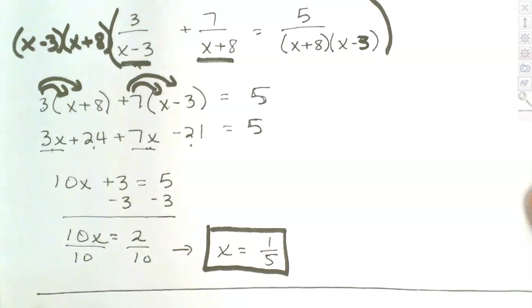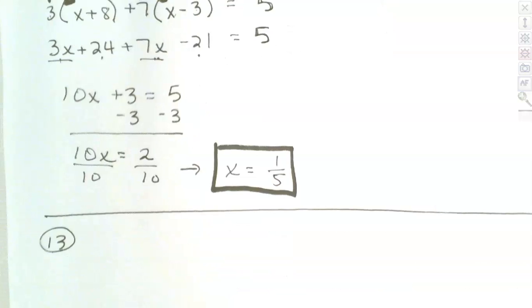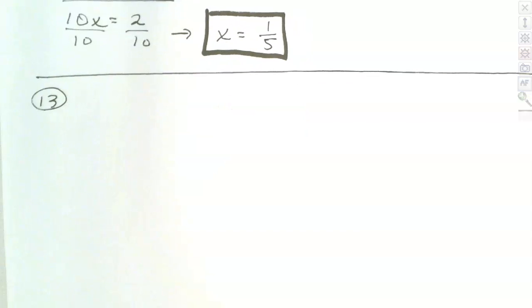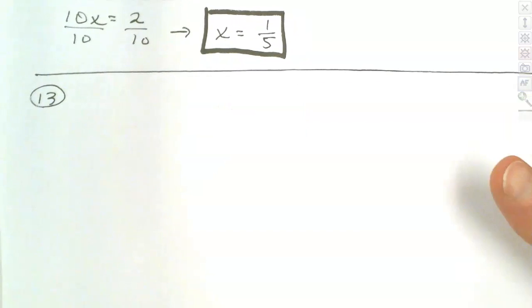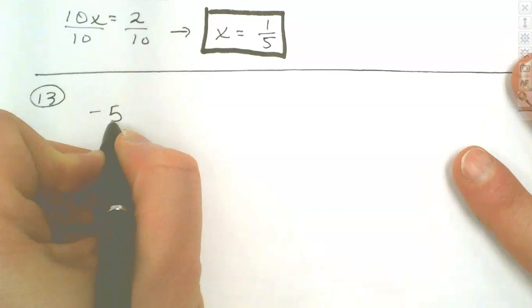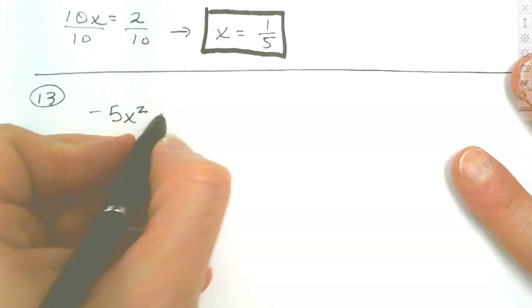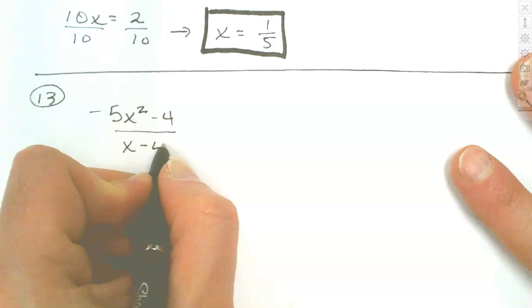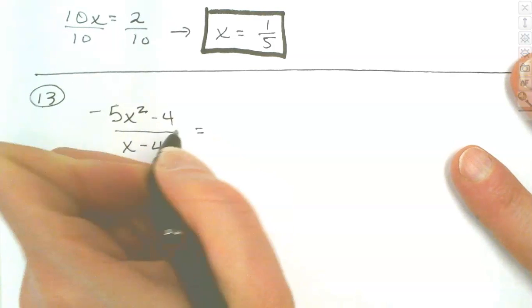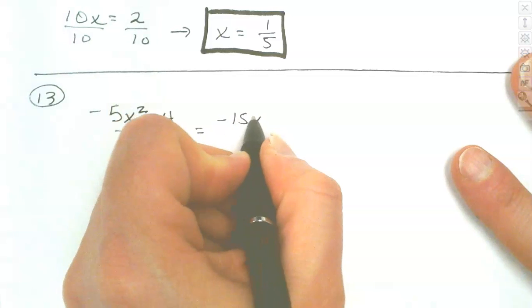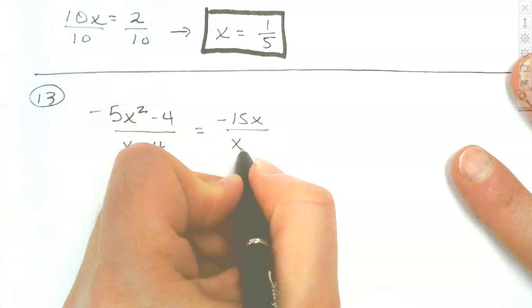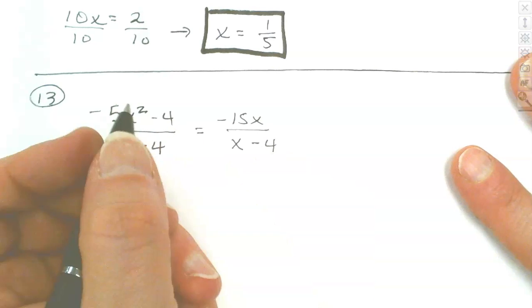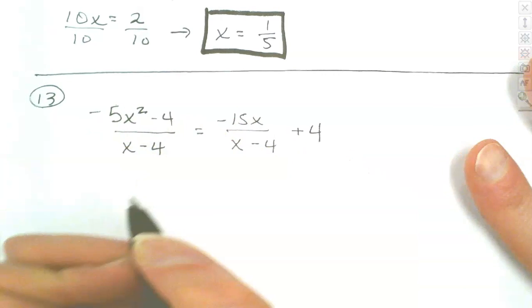Question 13. Question 13 is another fraction problem. Now, this one's going to require us to factor. So it's actually a little bit more difficult than the last one. So question 13, we've got a minus 5x squared minus 4 over x minus 4 equals a minus 15x over x minus 4 plus 4.